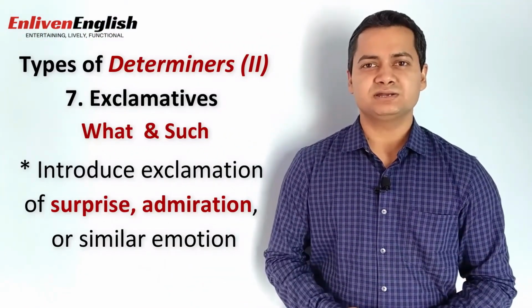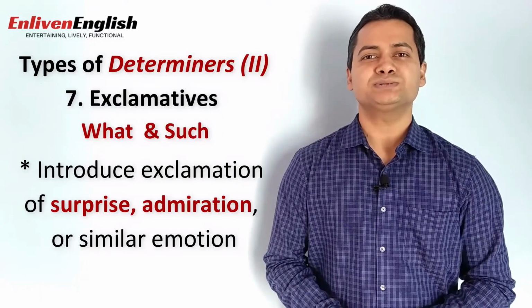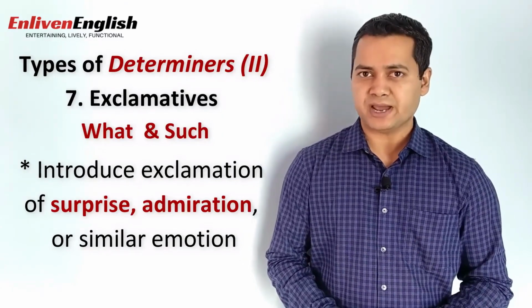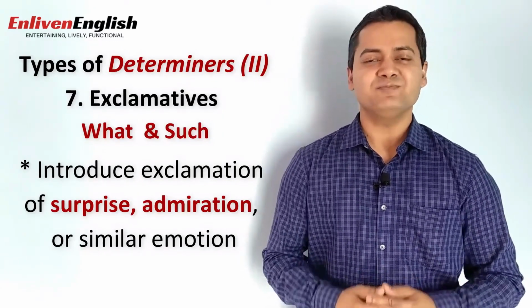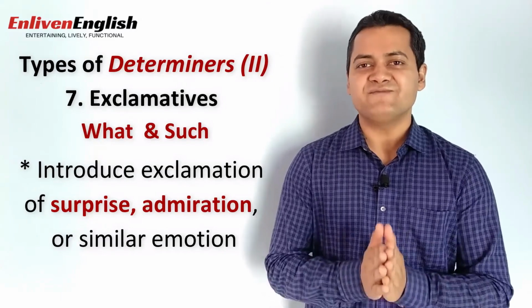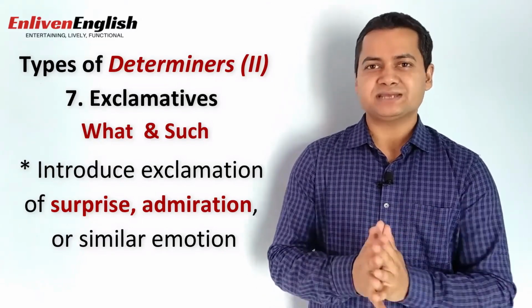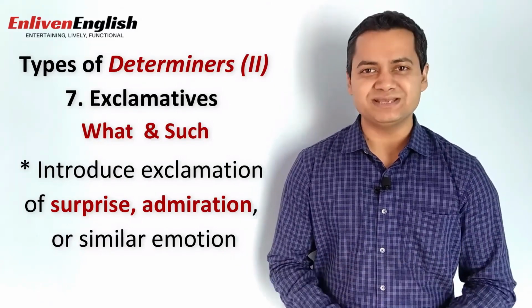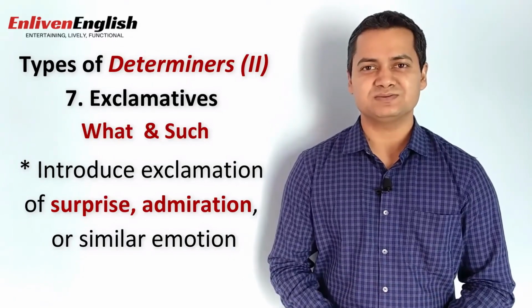What and such are two determiners that introduce an exclamation of surprise, admiration, or similar emotion. These two words emphasize opinions or reactions and are not difficult to understand. Let's see some examples.